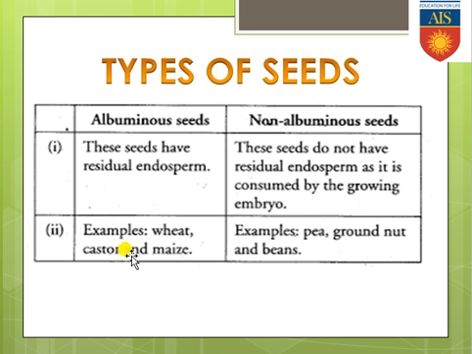Albuminous seeds, examples wheat, castor and maize, because these are all examples of the monocot seed, and these are examples of the non-albuminous or dicot seed: pea, groundnut and beans. These are all the examples of dicot seed. So this is actually the difference of monocot and dicot seed. It can also be told as albuminous seed, monocot seed or endospermic seed, and your dicot seed can also be called non-endospermic seed or non-albuminous or exalbuminous seed. I think this difference also is very much clear to everyone.